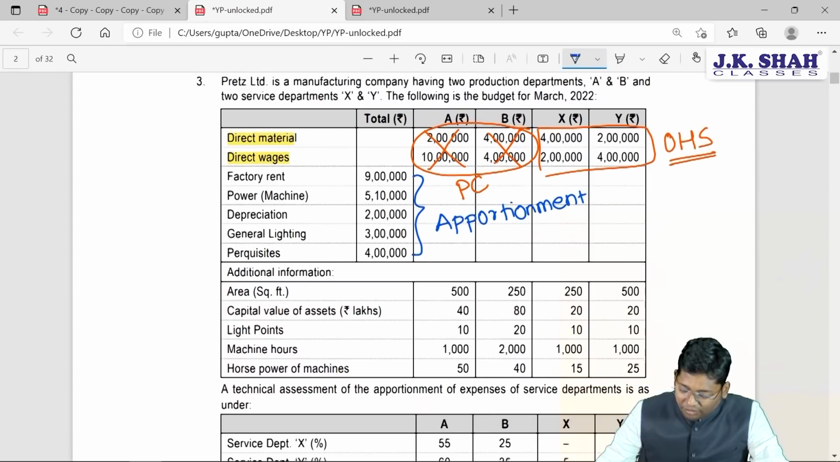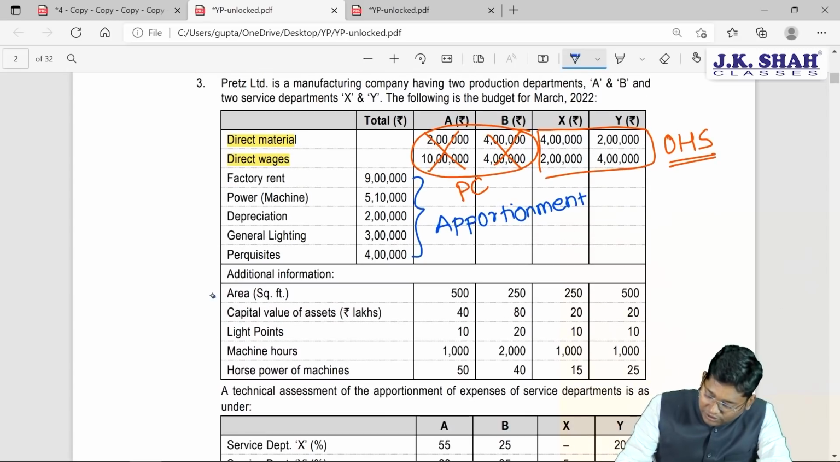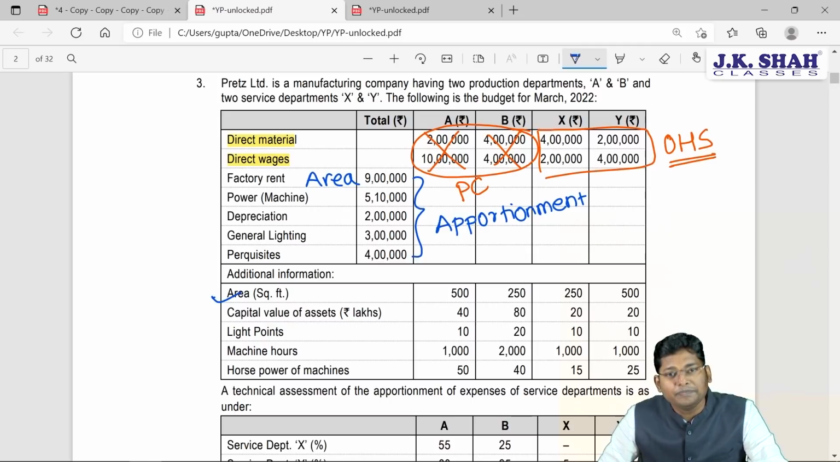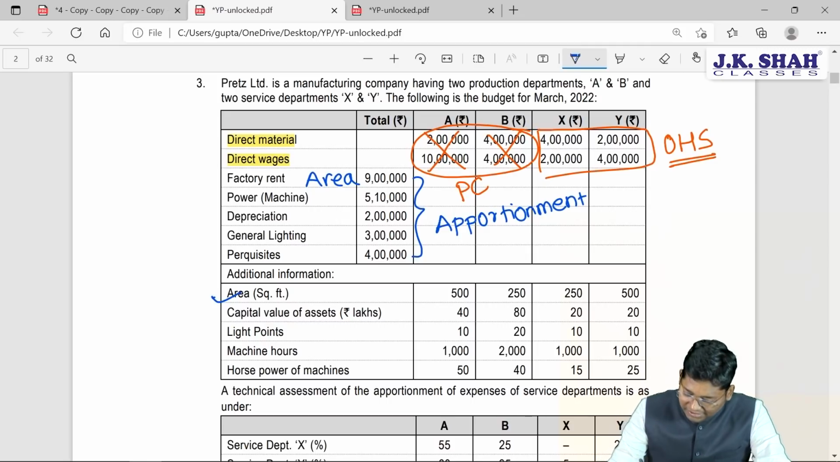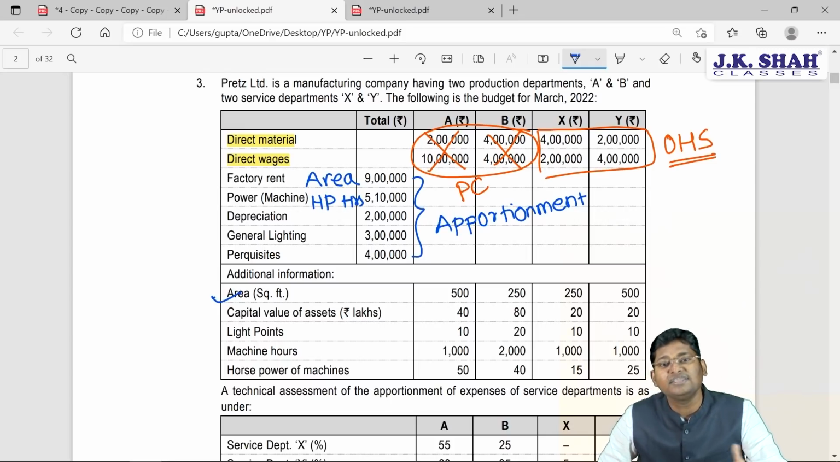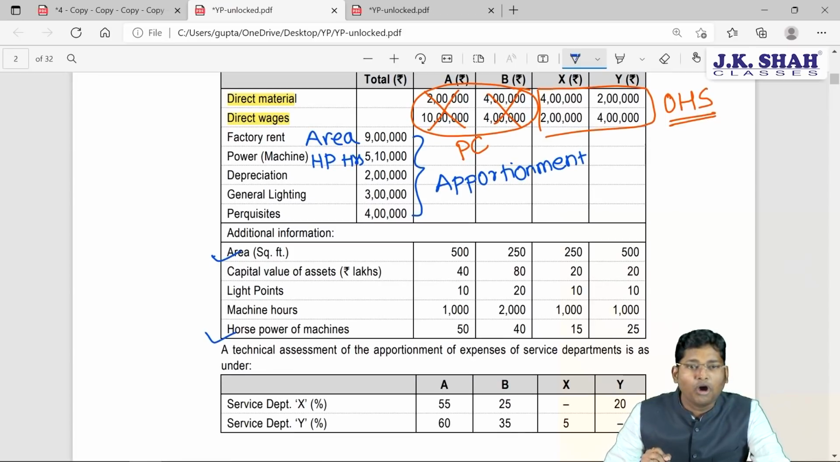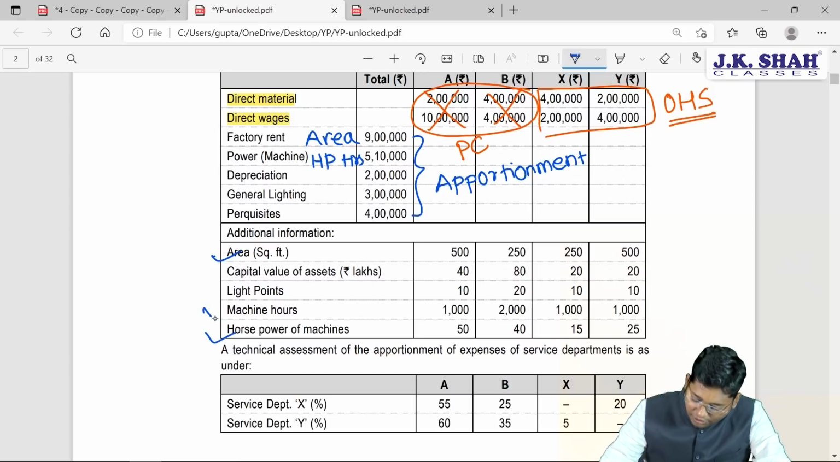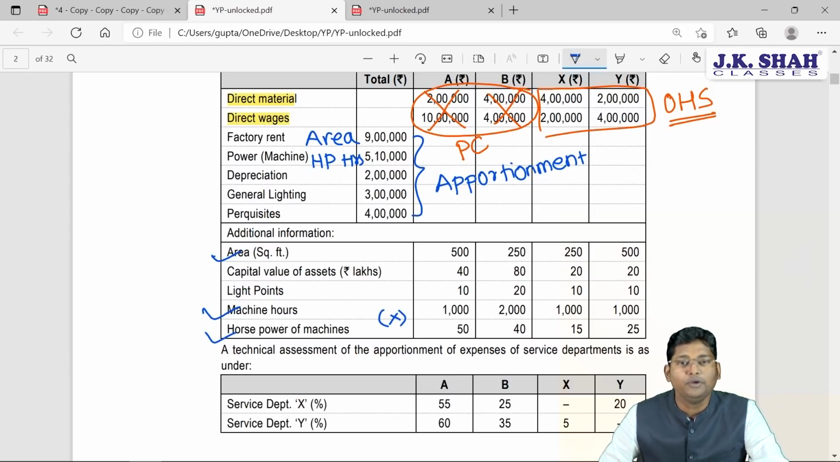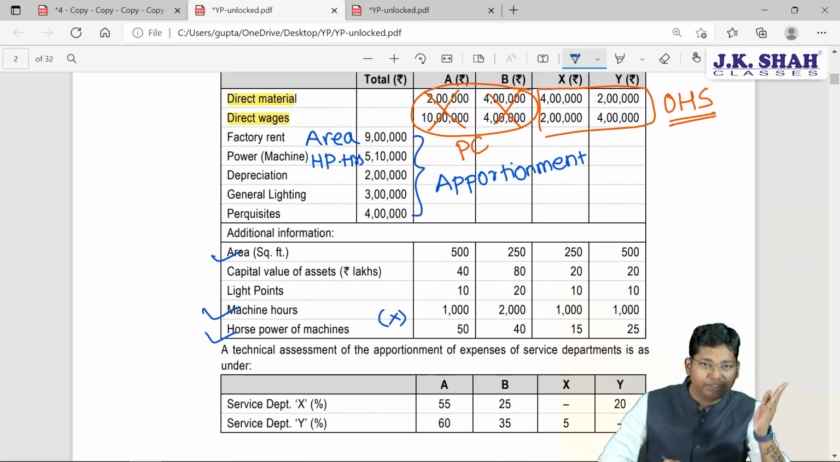As far as factory rent is concerned, factory rent should always be divided by taking the areas proportion, the areas ratio. As far as machine power is concerned, machine power is to be divided on the basis of HP hours. Sir, what is HP hours? It's horsepower hours. Sir, horsepower is given, but how to calculate horsepower hours? You should multiply your horsepower with your machine hours. What we need to calculate? HP hours, that is HP into hours.